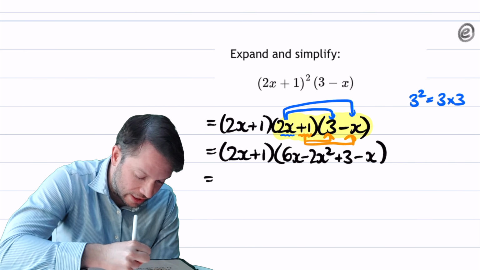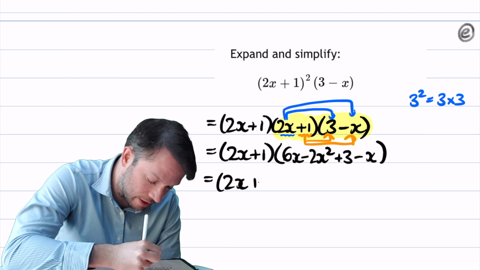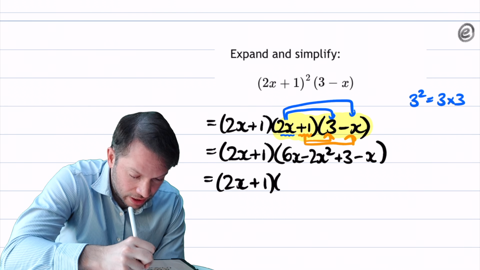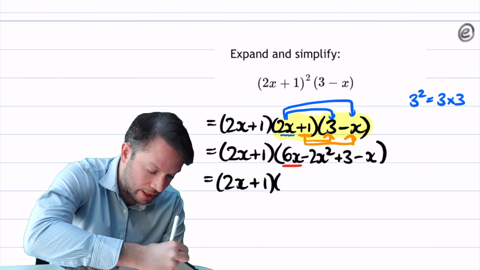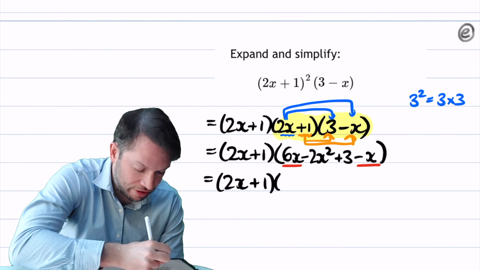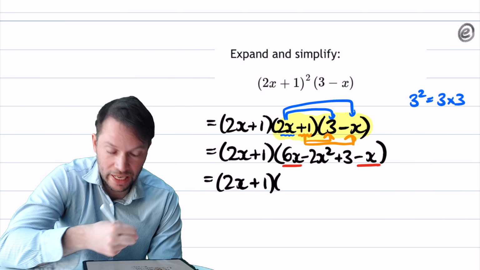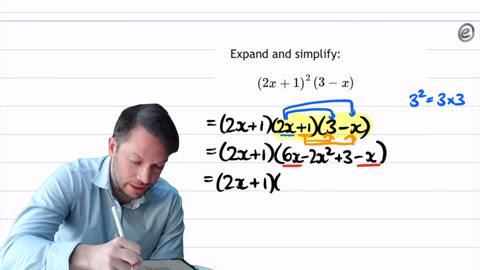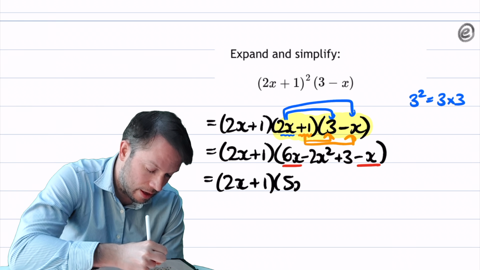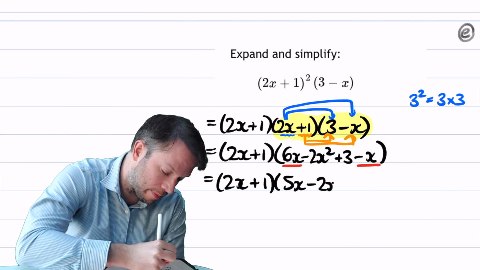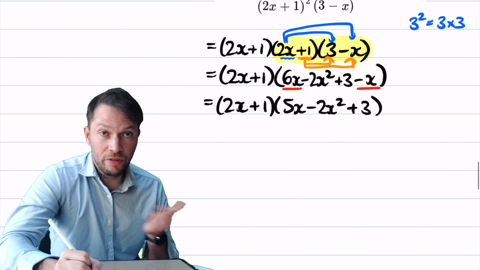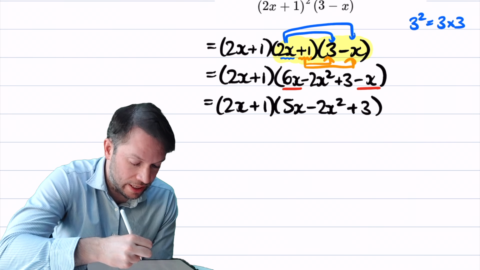Now I'm just going to tidy up in this second bracket by collecting like terms. I can see that I've got an x term here and then an x term here, whereas this is an x squared term, so we can't collect it with that. So 6 lots of x minus 1 lot of x is 5 lots of x. Then we've got that minus 2x squared term and the plus 3. We can't simplify any further there. But now we've got 2 brackets which we can just expand out in the same way.